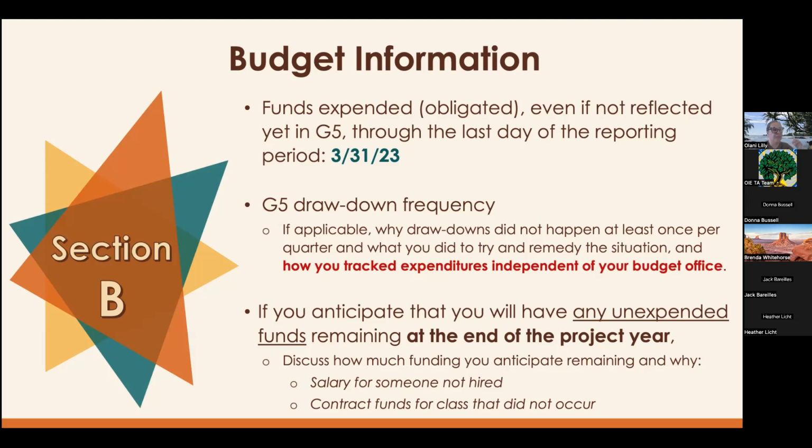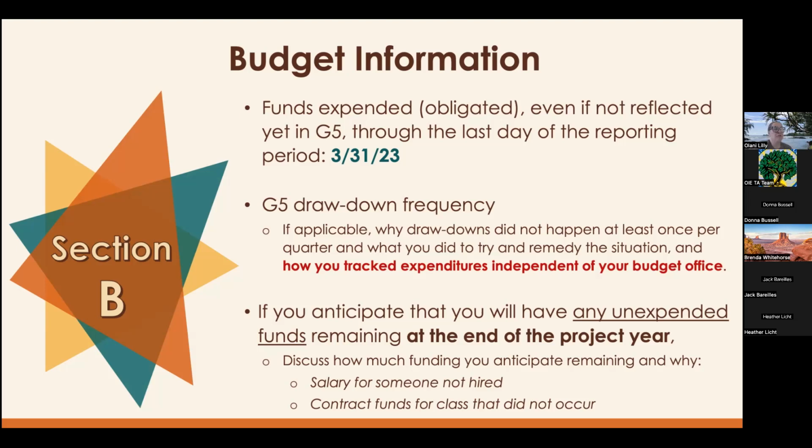In G5, you can talk about all of your money things here in section B. Also in section B, you want to make sure you are discussing your G5 drawdown frequency. So talk about whether you do it monthly, which is really preferred, or at least quarterly. Also talk about any of the processes you utilize in order to do that.